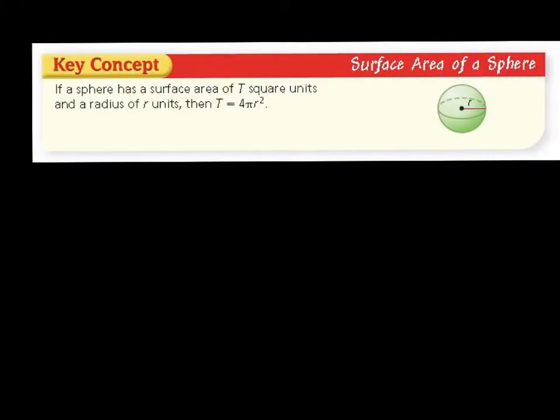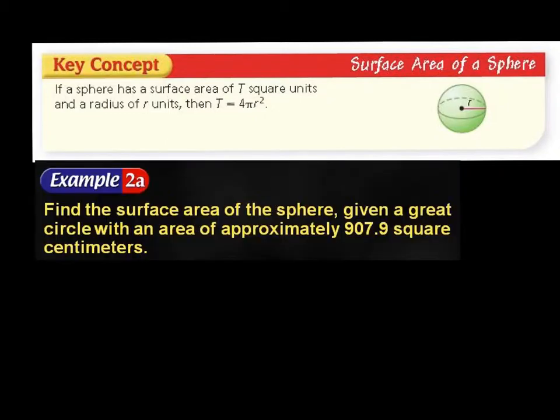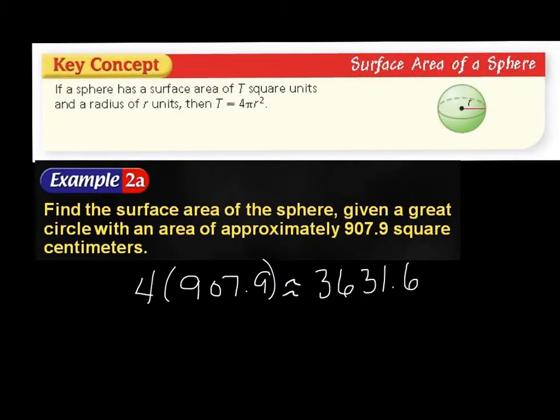If a sphere has a surface area of t square units and a radius of r units, then t equals 4 pi r squared, which happens to be 4 times the area of the great circle. So if they ask us to find the surface area of a sphere given the great circle with an area of approximately 907.9 square centimeters, all I have to do is take that number that they gave me and multiply it by 4, and I'm going to get about 3,631.6 square centimeters.